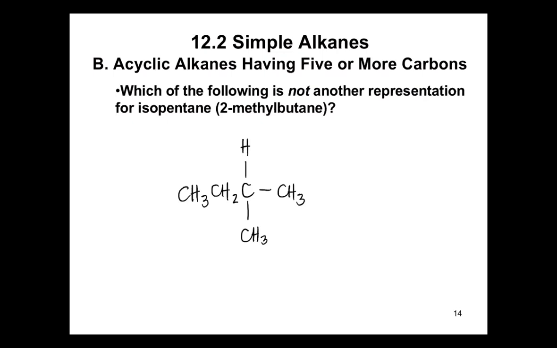Okay, so in this example, how many carbon atoms do you have? You have 1, 2, 3, 4, 5. And then, as you can see, naka-branch ng isa. Therefore, this is a representation ng isopentane.